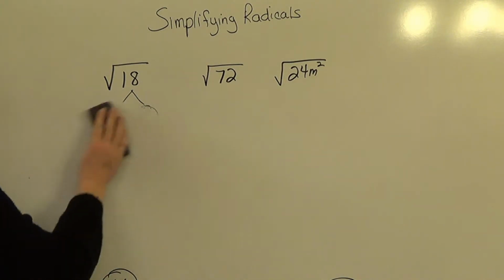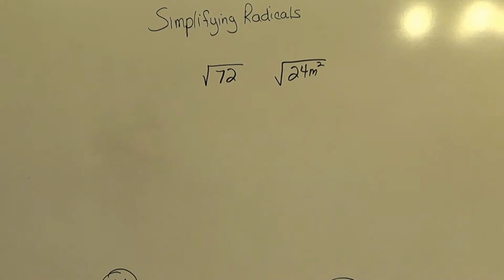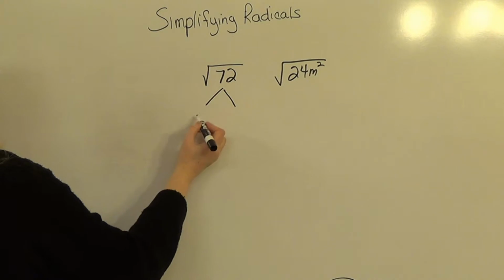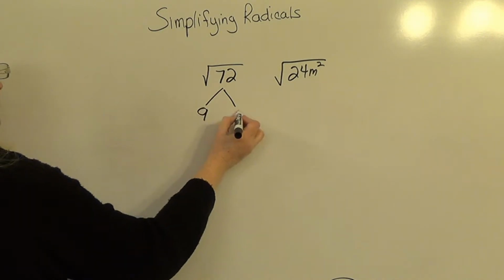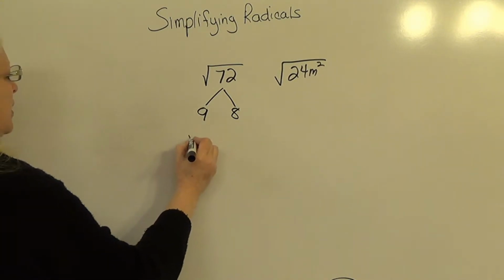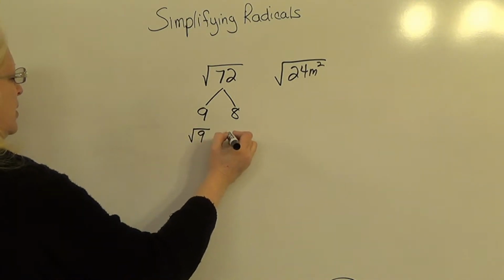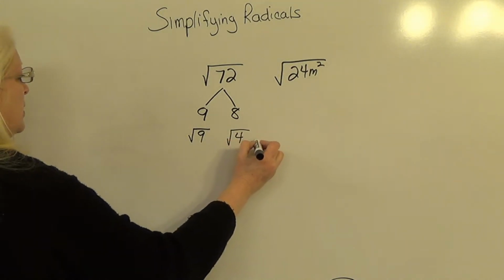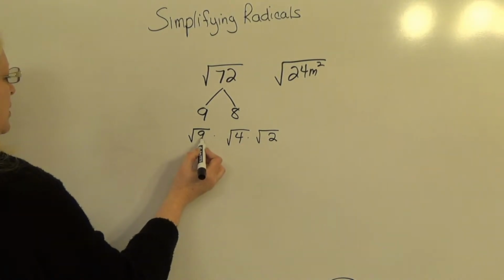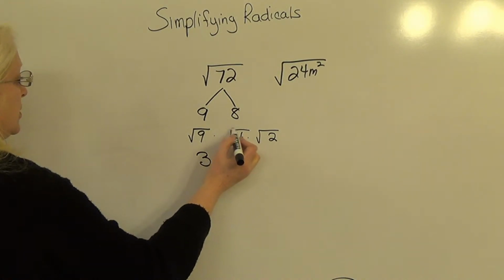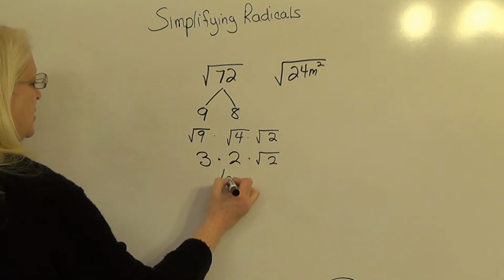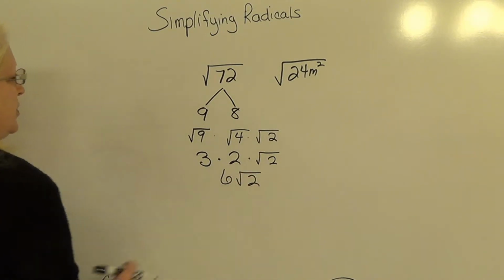Let's take a look at the square root of 72. So 2 ways to do it. You can think about, oh, the square root of 72 has 9 times 8. Well, 9 is a perfect square, but 8 also has a perfect square in it. So 8 you could think of as 4 times 2. This is a perfect square. All these are multiplied. The square root of 9 is 3 times the square root of 4 is 2 times the square root of 2. And 3 times 2 is 6. And then the square root of 2.